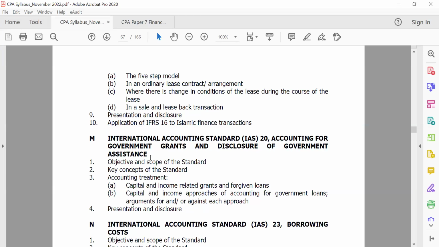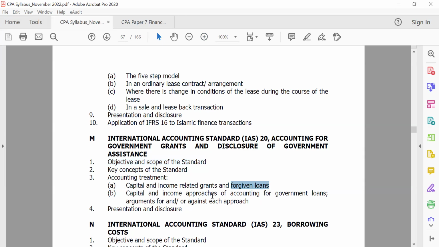Then we have the accounting for government grants and disclosure of government assistance. This is IAS 20, a standard that has been around for quite a while. So we're able to understand how to recognize grants. What's the scope? Like what falls under this standard? Like I said, not everything falls under the standard. So before you start on a standard, it's quite important for you to appreciate the scope of the standard. So how do we account for capital and income related grants and any forgiven loans, in case available?